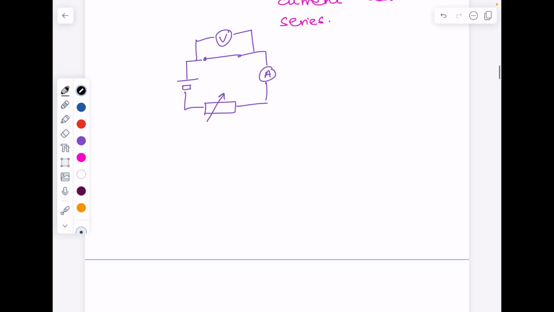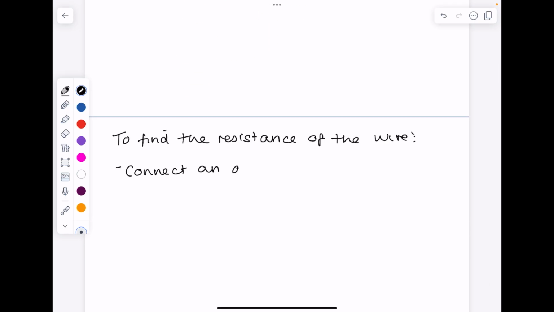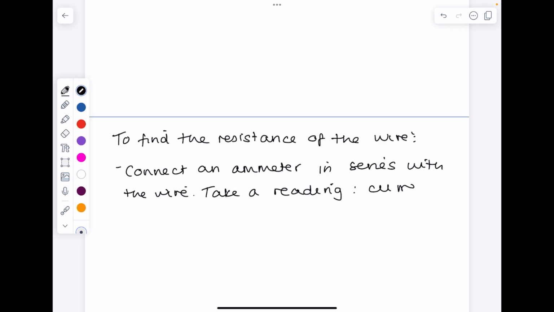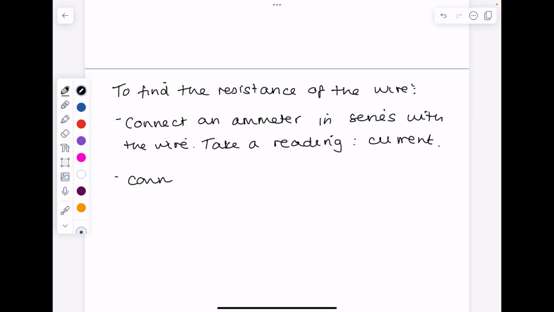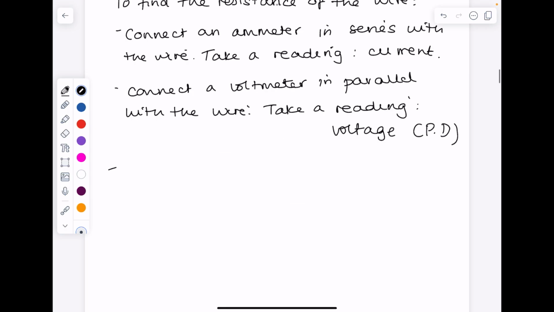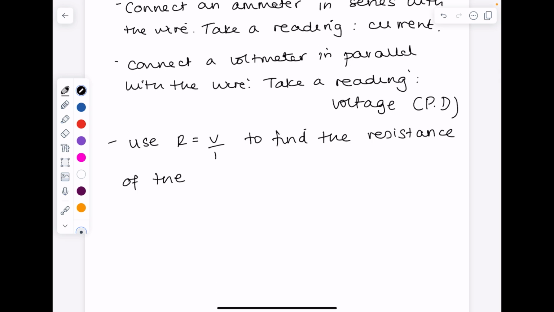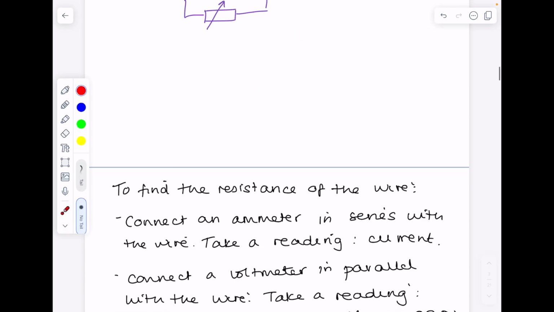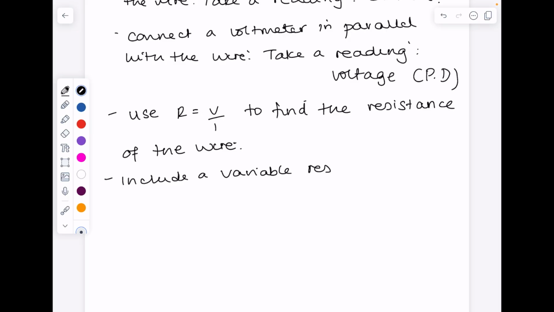I'm just going to write out this method in full now. So we're going to connect an ammeter in series with the wire, take a reading from that ammeter, and that will tell us our current. Then we need to connect a voltmeter in parallel with the wire. We need to take a reading, and that will tell us the potential difference or voltage. Then we're going to use the equation resistance equals voltage divided by current to find resistance. As I've said, we need to include a variable resistor. And then just general experimental points. We need to repeat and calculate an average.